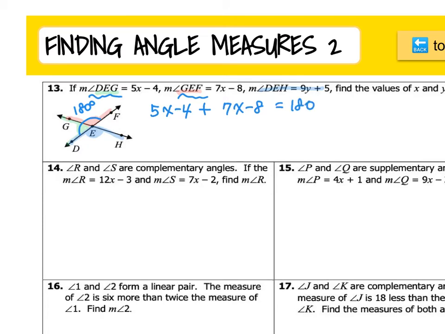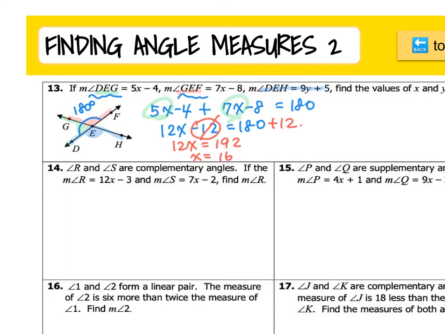So combine the like terms, which is 5x and 7x, that will give us 12x, and negative 4 minus 8, negative 12, equals 180. So adding 12 on both sides, 12x equals 192, and divide by 12 on both sides, x equals 16. And now we need to find the y.